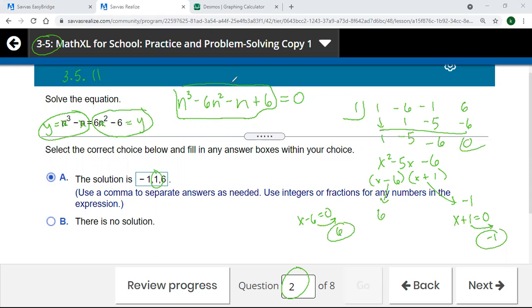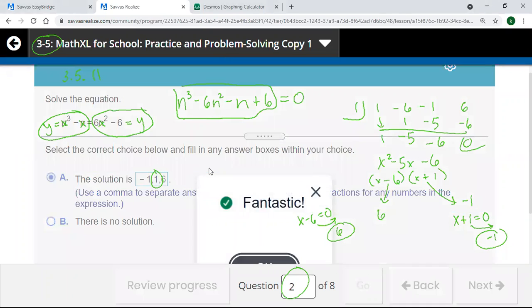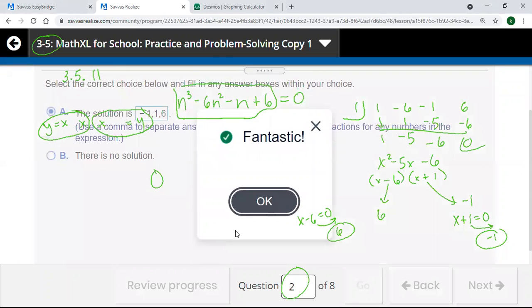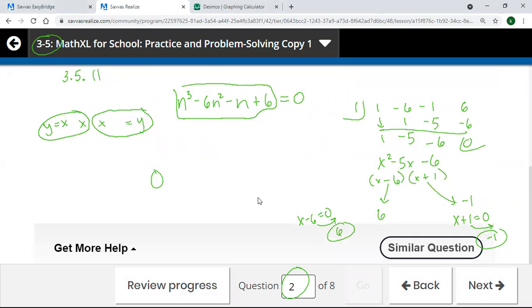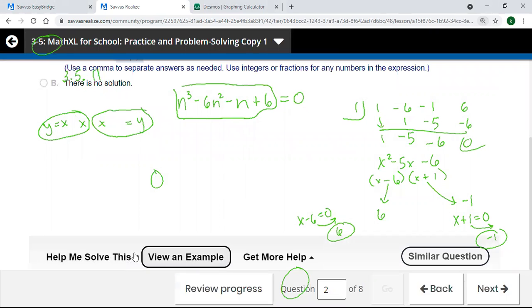So I think now we should have it. Let's submit that and see. There we go. So that's your help there. If you need more, try down at the bottom. View an example, help me solve this. And good luck.